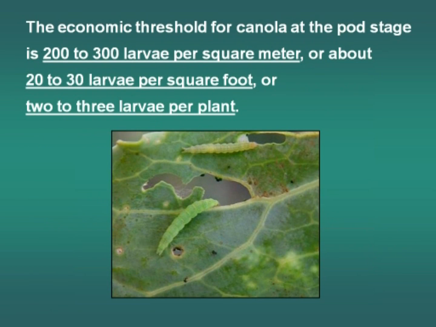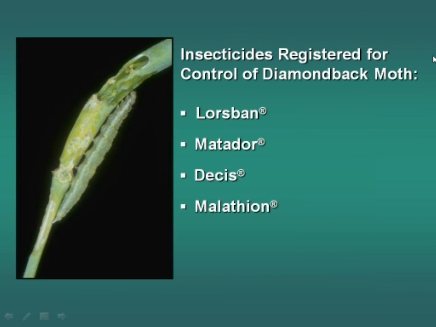The economic threshold that we use for Diamondback in canola at the pod stage is 200 to 300 larvae per square meter. That translates to about 20 to 30 per square foot, or 2 to 3 larvae per plant. We consider this to be the economic threshold at the pod stage of development, which is the stage that we recommend spraying if spraying is needed. There are 4 products registered for control of Diamondback moth: Lorsban, Matador, Decis, and Malathion.